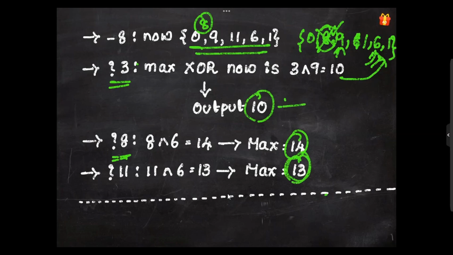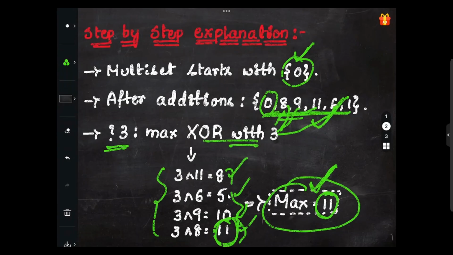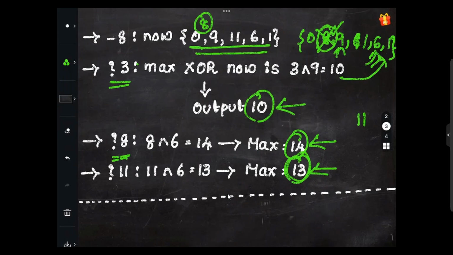So we got 10 here for this, we got 14 for this, we got 13, and previously we had got 11 as well, if you remember. From the previous one, the maximum we had was 11, so we went with 3 XOR 11, 3 XOR 6, 3 XOR 9 and 3 XOR 8. The same thing we are doing here as well. You can just check with the 3. 9 will be the second maximum this time, so we will be considering the second maximum.